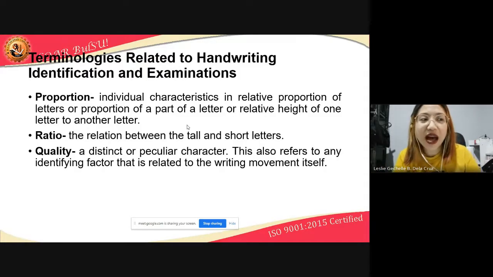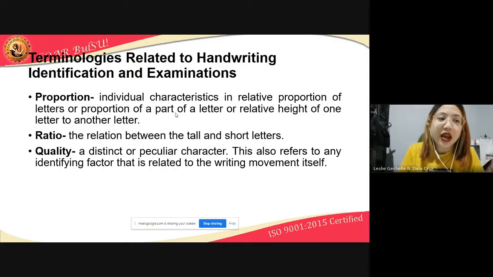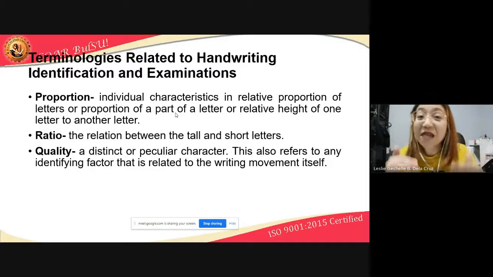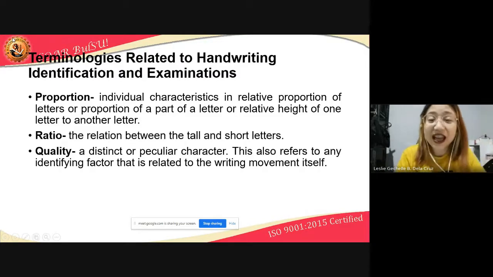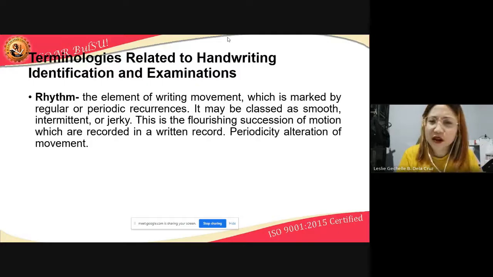Okay? Gets niyo ba? Si proportion, titignan niyo kung bagay ba yung sukat ng mga letra sa isa't isa. Si ratio naman, titignan niyo yung relationship lang nila, yung tall and short letters, in proportion regardless whether tall or short letter. Okay. Rhythm, the element of writing movement which is marked by regular or periodic recurrences.